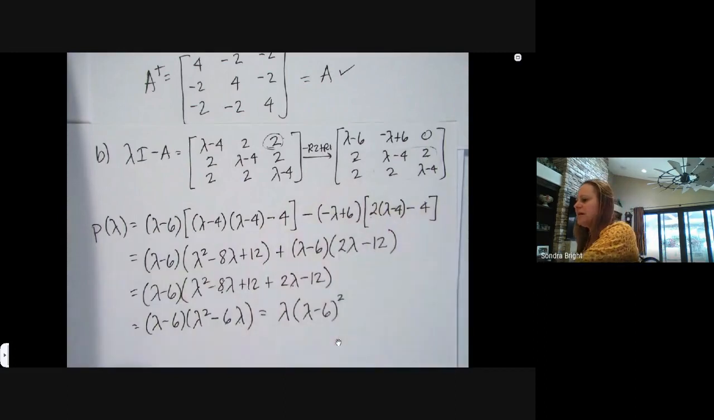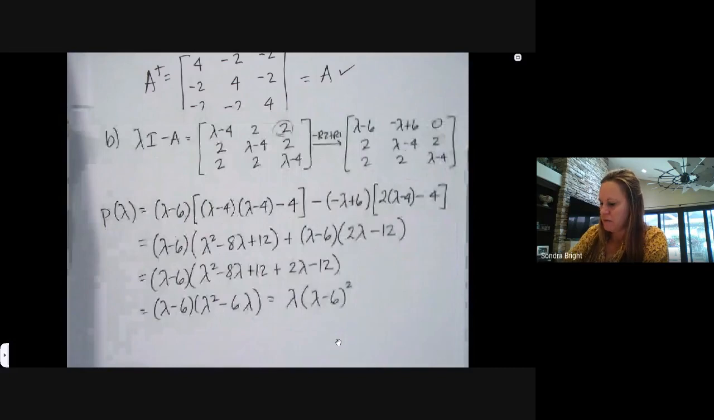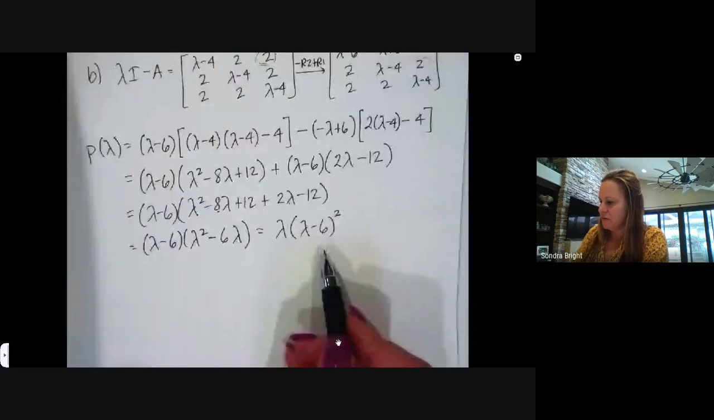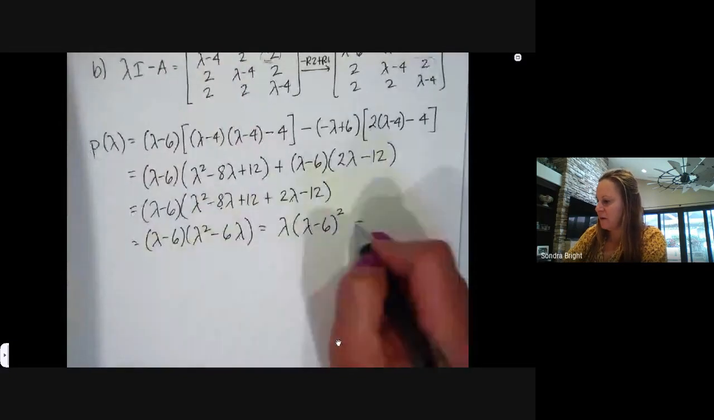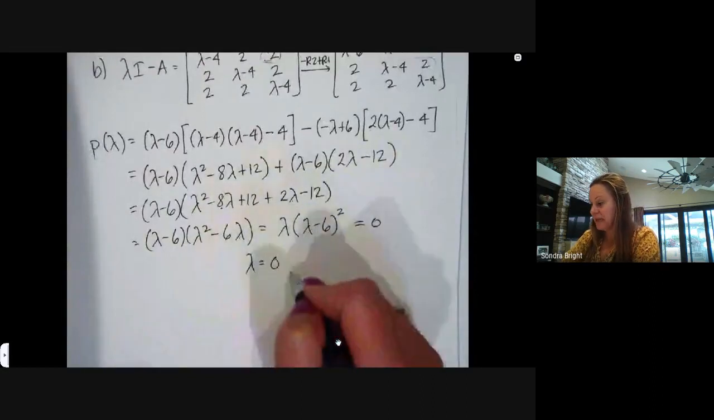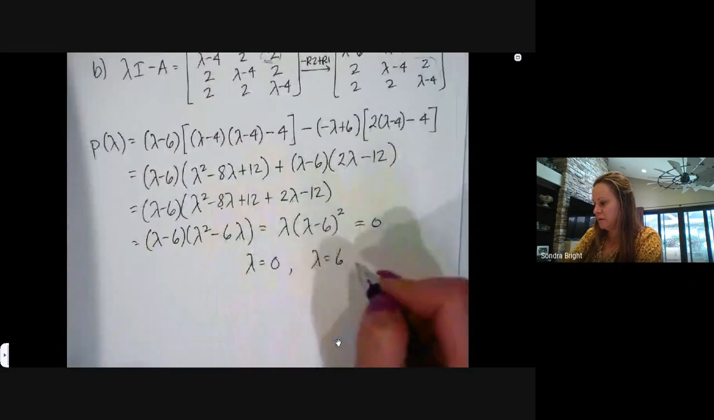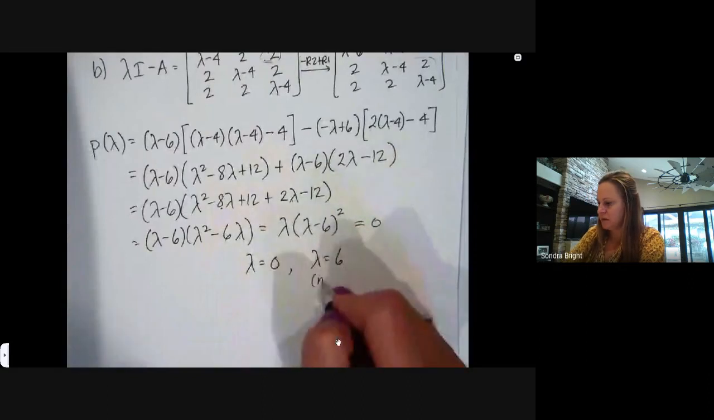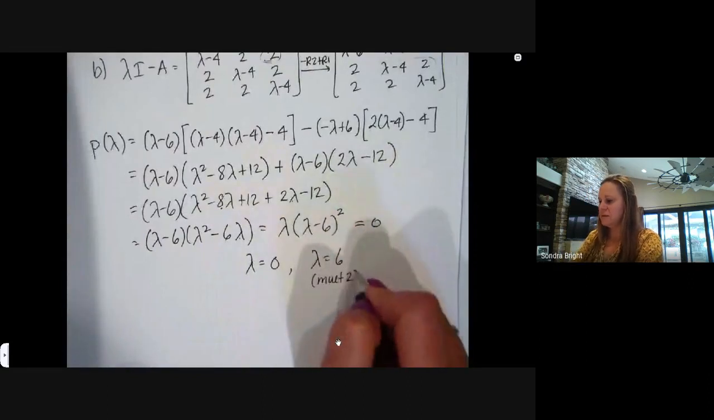For those eigenvalues, you're going to set this equal to 0 so that you've got lambda equals 0 or lambda equals 6 with a multiplicity of 2. This guy's just a multiplicity of 1. Lambda equals 0.